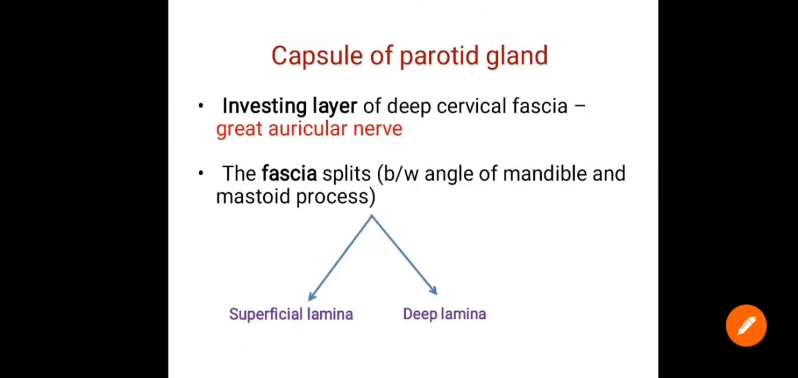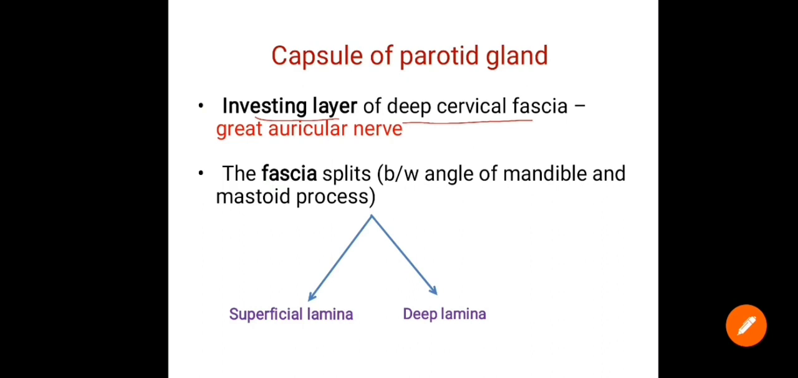Now let's move on. Let's see what is the capsule of the parotid gland. So the capsule of the parotid gland is formed by the investing layer of deep cervical fascia. As you all know, there are 6 layers of deep cervical fascia, right? The first one is the investing layer, then we have the pretracheal layer, prevertebral layer, carotid sheath, buccopharyngeal fascia and the pharyngobasilar fascia, right? That's just background knowledge about the layers of deep cervical fascia.